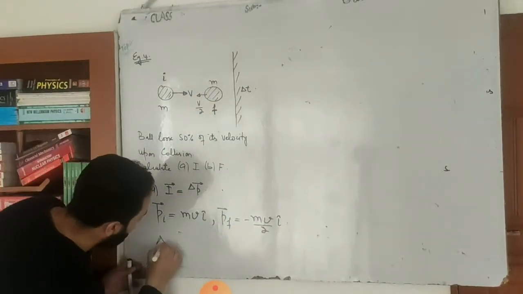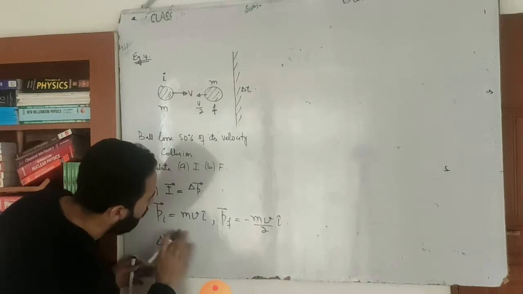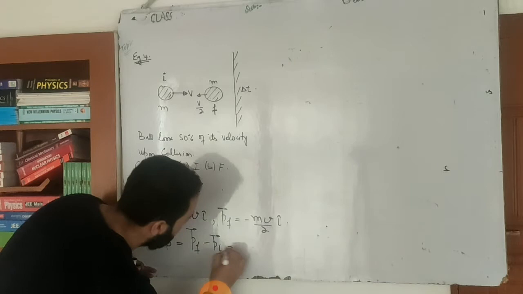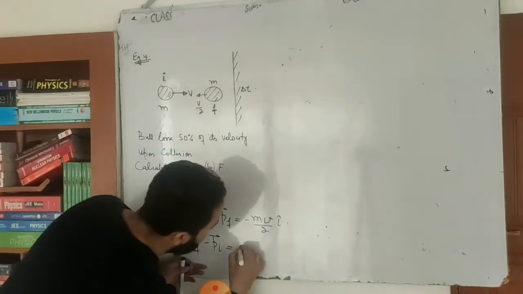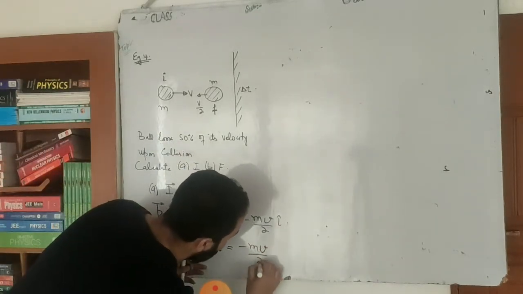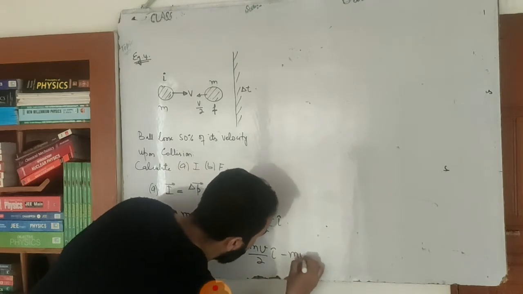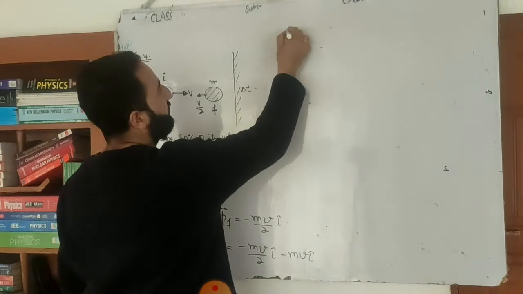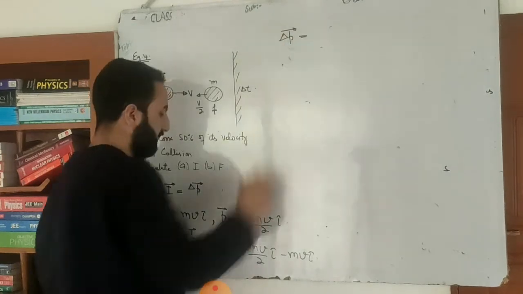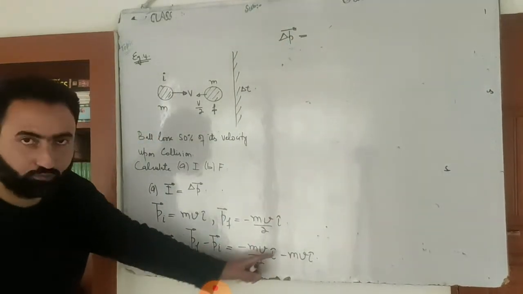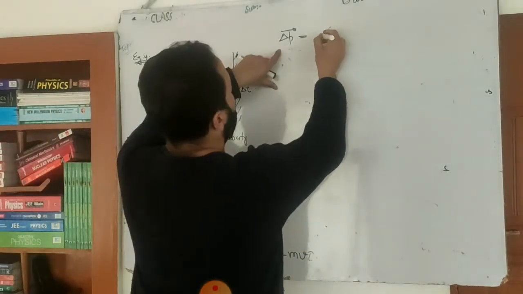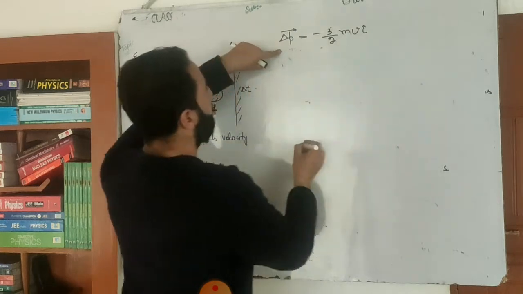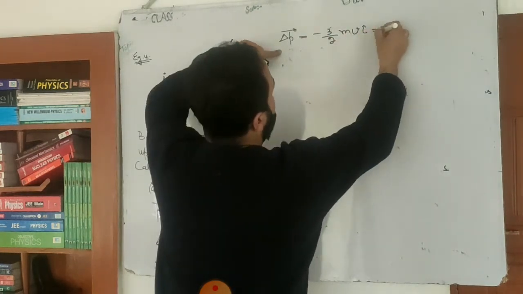Then calculate delta P, change in momentum, that will be equal to final momentum minus initial momentum. How much will it come? Final momentum is minus m v by 2 I cap minus m v I cap. Okay? So here I will write down delta P. Delta P will be equal to this, minus 1 by 2 minus 1, that's minus 3 by 2. So minus 3 by 2 m v I cap will come, cross multiplication. So this is delta P, and this is also equal to impulse.